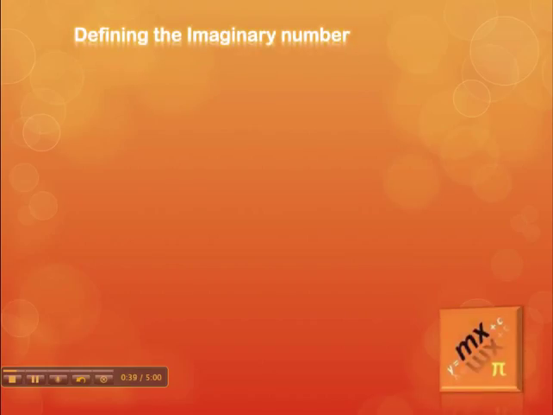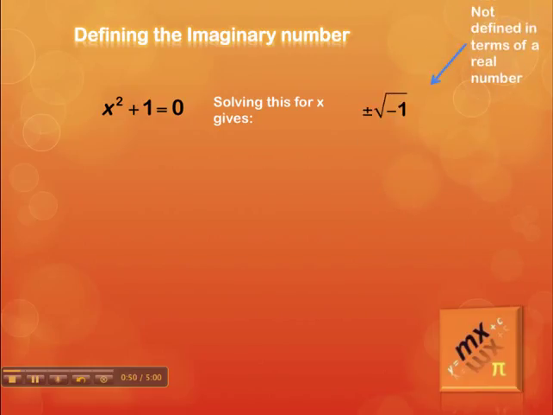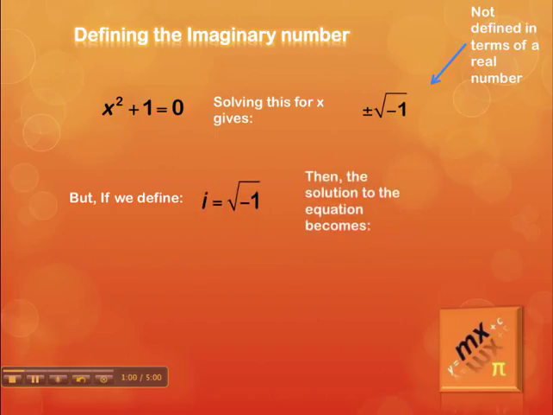Sometimes the solution to an algebraic equation does not yield a real number. For example, solving x squared plus 1 equals 0 gives the solution of x equals plus or minus the square root of minus 1. This, however, is undefined. But if we define the imaginary number i as the square root of minus 1, then the solution to the equation is now that x is equal to plus or minus i.